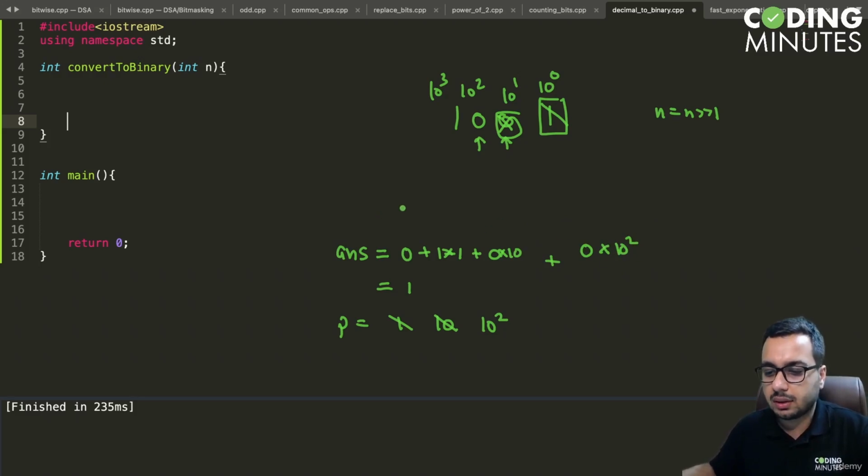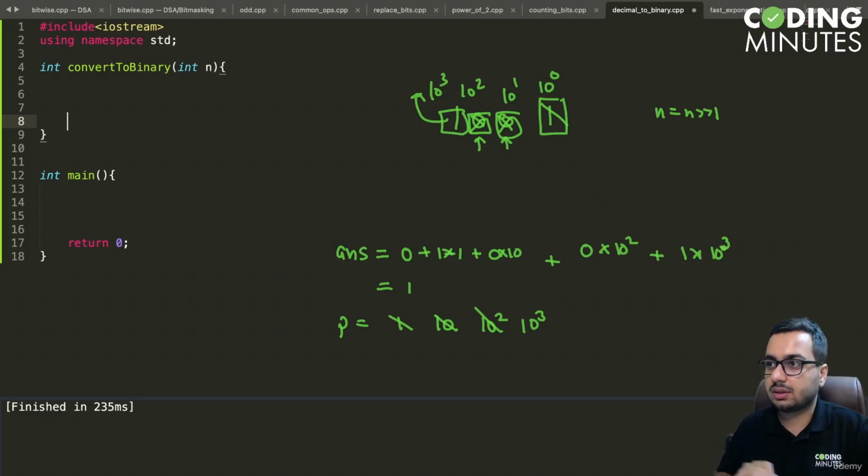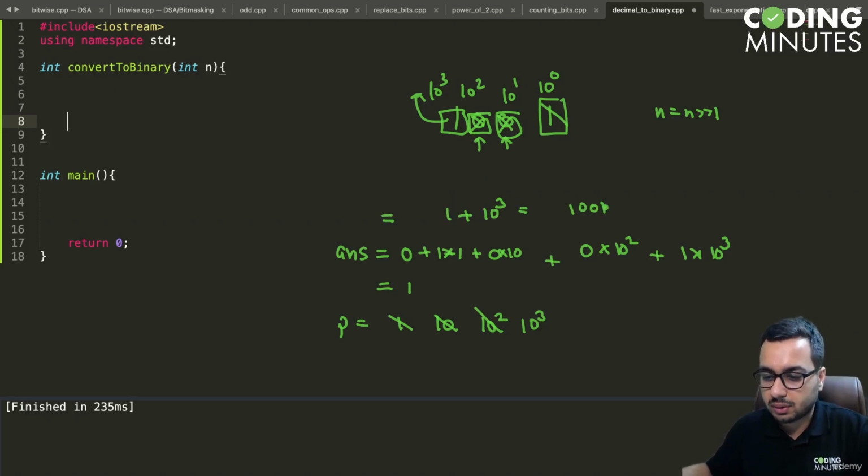It is still 1. But next time what is going to happen, we discard this, the power is going to become 10 cube. And we see this bit is 1. So basically we can say for this bit we want to add 1000 to our answer. So we will add 1 into 10 raised to the power 3. So if you see what would be your final answer, it would be 1 plus 10 raised to the power 3. That is, it's going to be 1001. And this is how the binary representation of 9 would look like. I hope you understood the logic now and try to code it yourself.